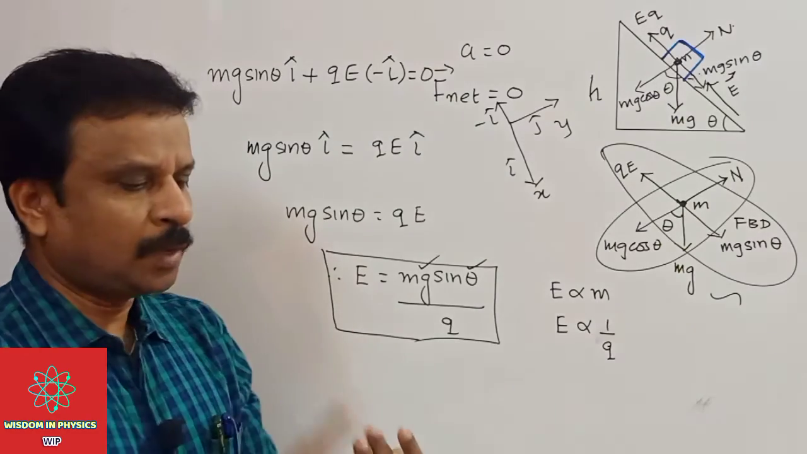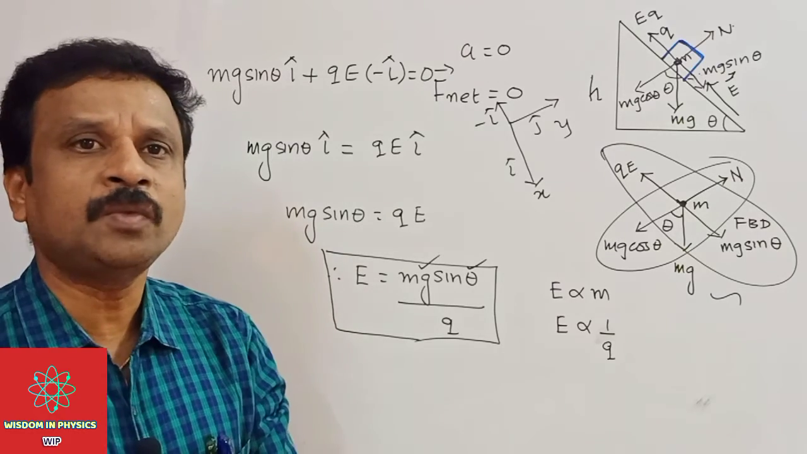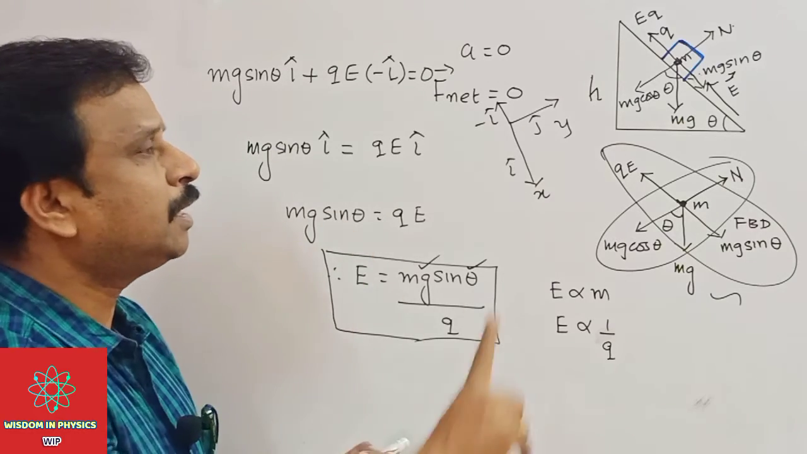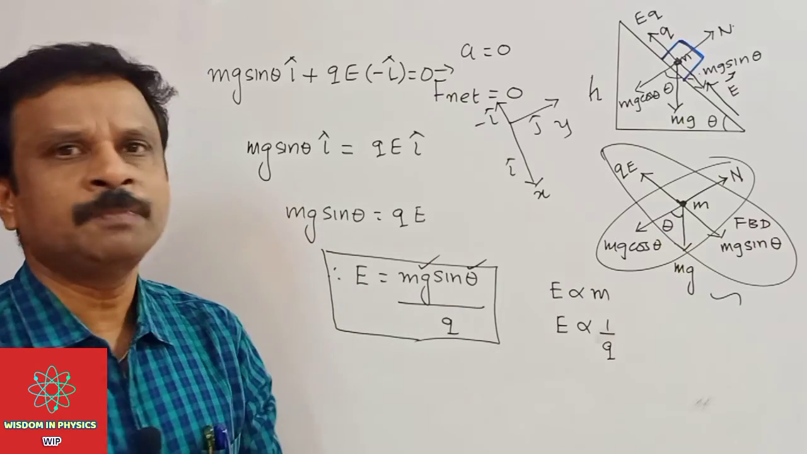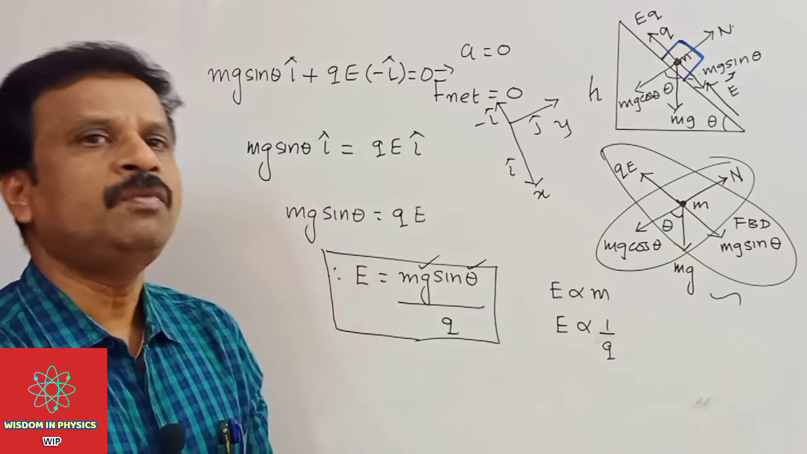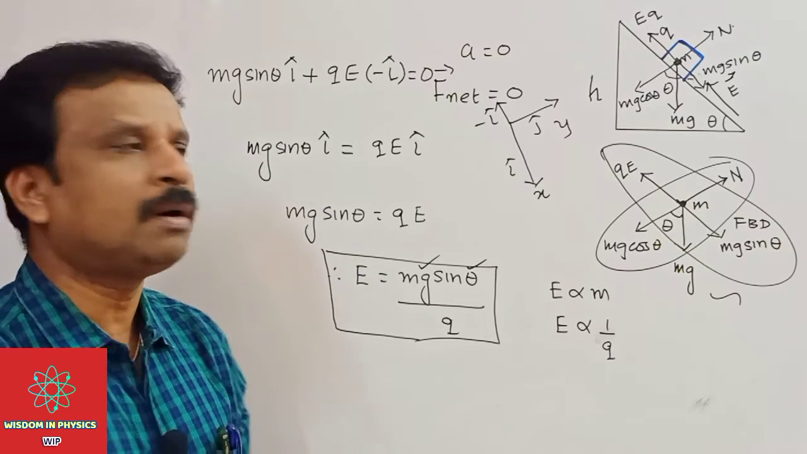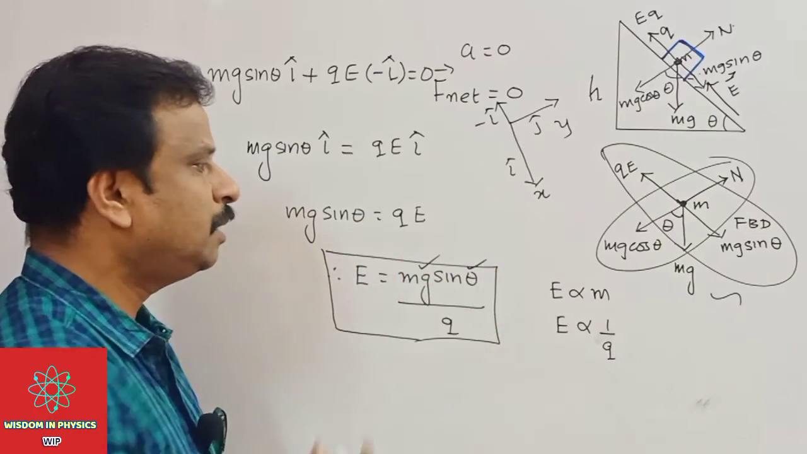So one is, as far as mass is concerned, when mass increases, a strong electric field is to be applied to keep the block at rest. In the case of charge, when charge is increased, we need a very weak field. A weak field is sufficient to keep the block at rest. These are the very important things.